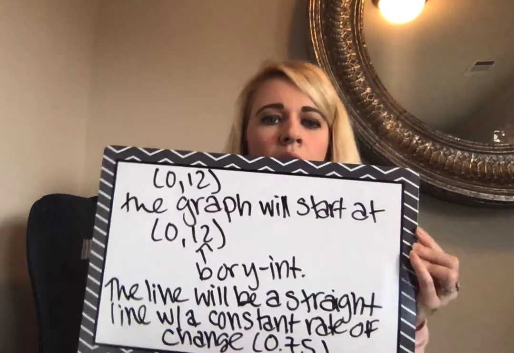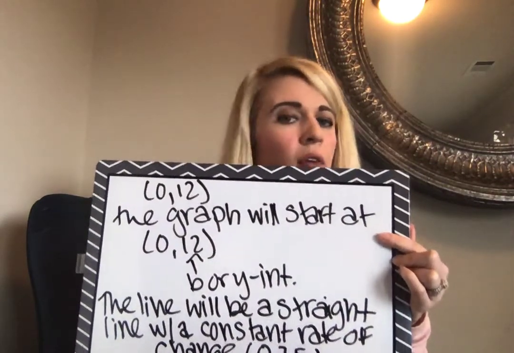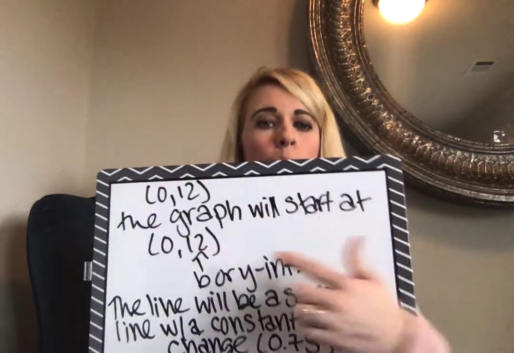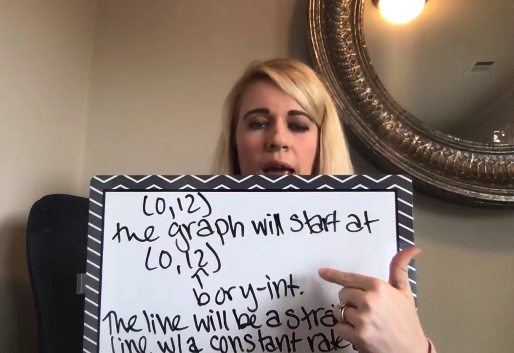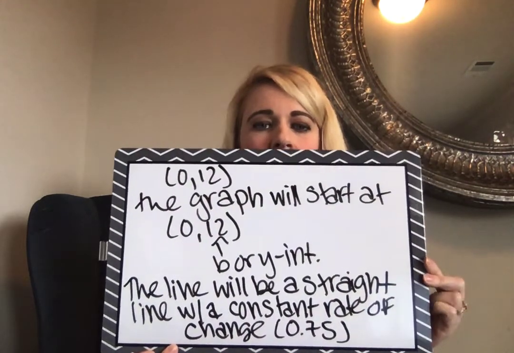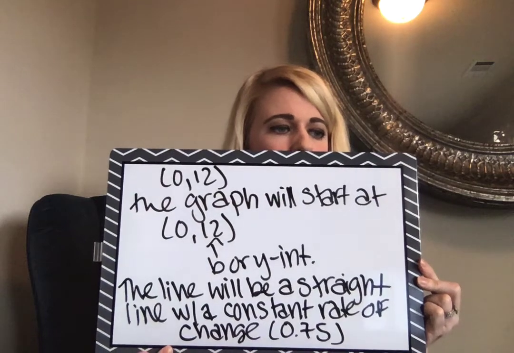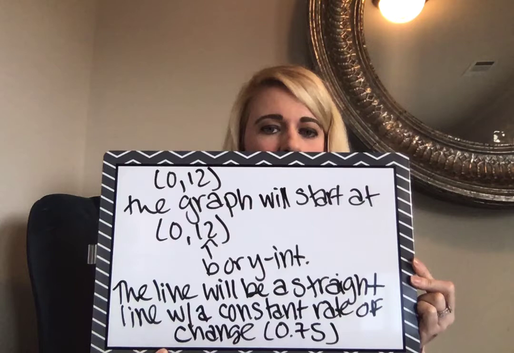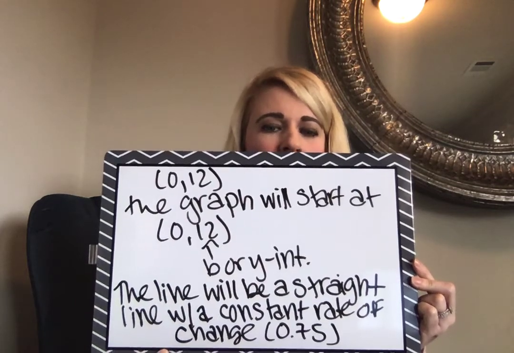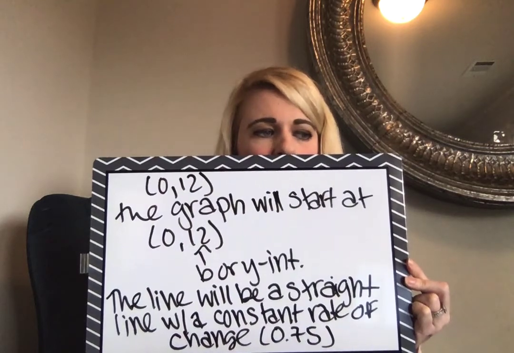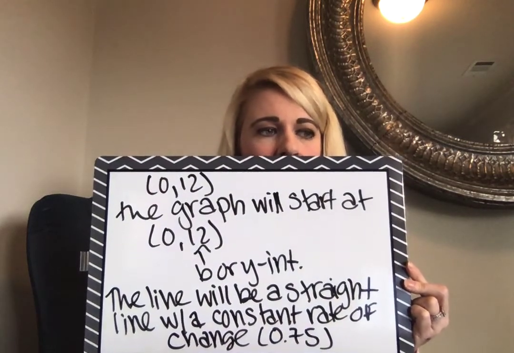Okay, so this is what you need to write down. This is everything you need to know. The graph will start at 0, 12, not at the origin, because you know it's not proportional. You know it's 12 because that is your y-intercept. You have to pay $12 to get into the fair. Then you need to write down the line will be a straight line with a constant rate of change of 0.75.